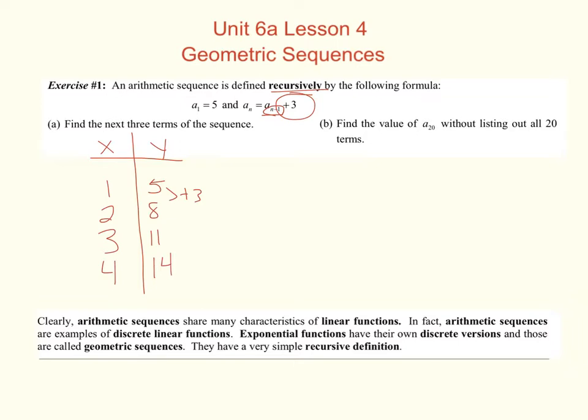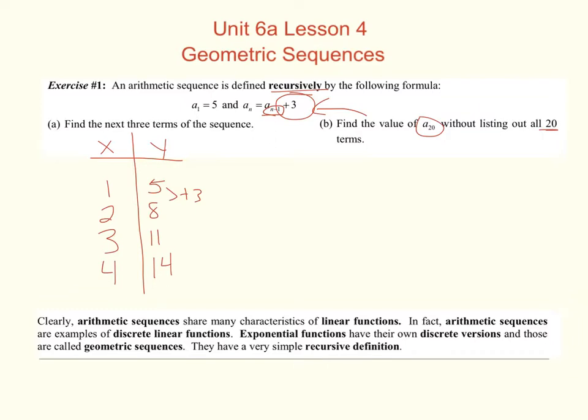Now B says find the value of a sub 20 without listing out all the 20 terms. So the problem that we have here is that we cannot use the recursive formula. Why can't we use the recursive formula? Because we don't know what a sub 19 is. And it says don't go ahead and do the table out to 20. So how can we do that? Well, we are given a table. So we have to remember that if we're given a table, we can write an equation from a table.